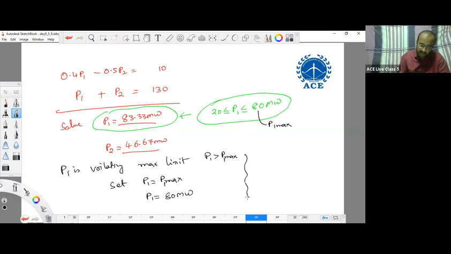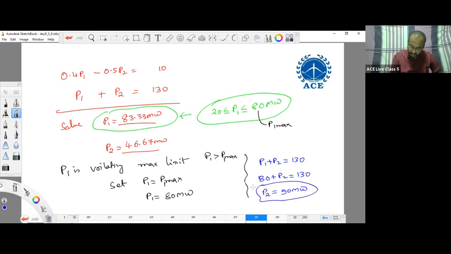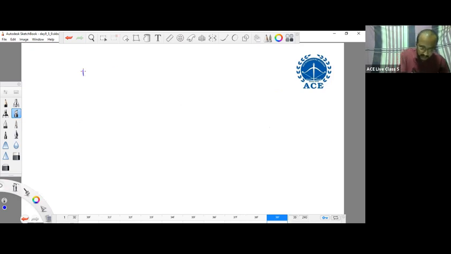And what about P2 then? How do you calculate it? P1 plus P2 should be equal to 130. So P1 is 80, plus P2 is equal to 130. What is the value of P2 that you will get? 130 minus 80, so 50 megawatt. So what is the generation schedule? The solution is P1 is 80 megawatt, P2 is 50 megawatt.